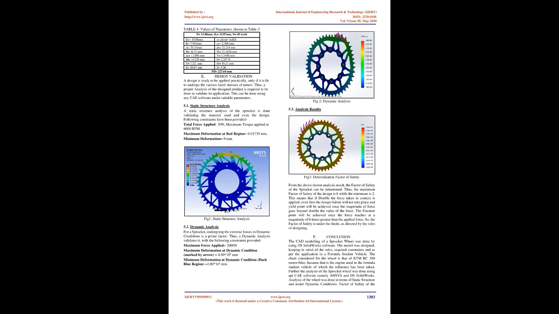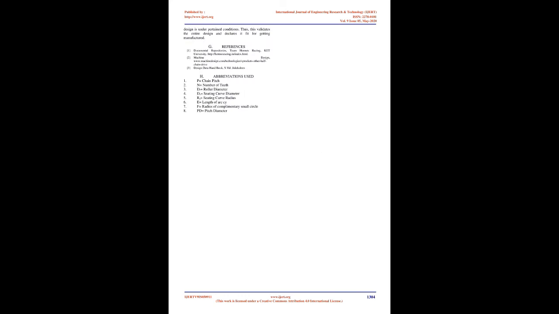5.2 Dynamic analysis. For a sprocket, undergoing extreme forces in dynamic conditions is a prime factor. Thus, a dynamic analysis validates it, with the following constraints provided. Maximum force applied equals 2000 N. Maximum deformation at dynamic condition, marked by arrow, equals 4.90×10² mm. Minimum deformation at dynamic condition, dark blue region, equals 1.00×10¹ mm. Fig. 2, dynamic analysis.